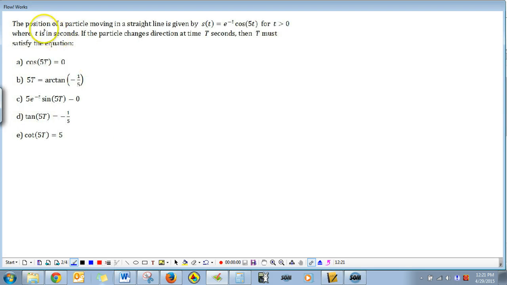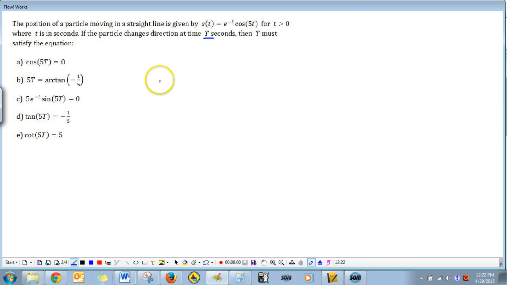Howdy. We got a position function here, and there's a particle that moves on a straight line. Kind of goes back and forth like this. And it changes direction at time t. If it's going to change directions, right when it changes directions, how fast is it going? It has a speed, it's changing directions, and it's going 0 before it turns and has a negative speed. So we need to find out when the velocity of this particle equals 0.